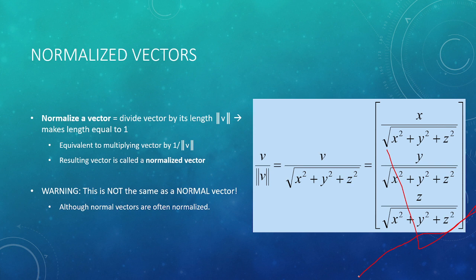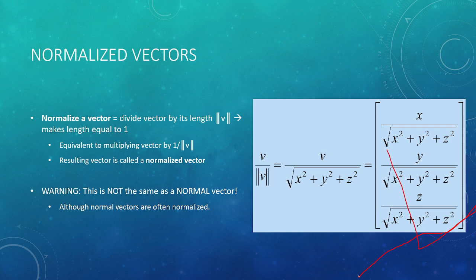See, normalized vectors. A normalized vector is obtained by dividing the vector by its length to make the length equal to 1. This is equivalent to multiplying the vector by 1 over modulus v. The resulting vector is called a normalized vector. Whenever we have to perform different types of operations, we can use the normalized vector. This is not the same as a normal vector, although normal vectors are often normalized.